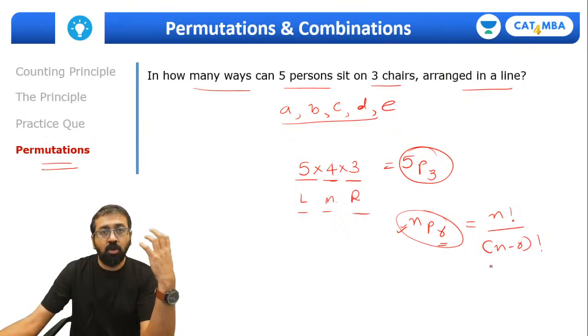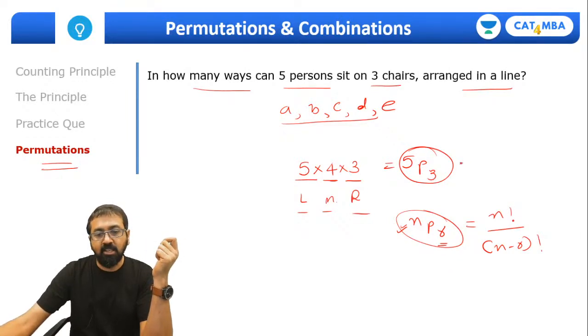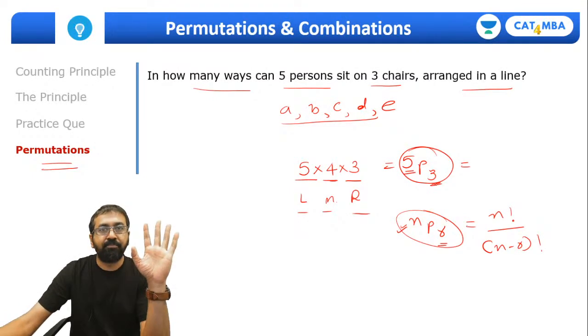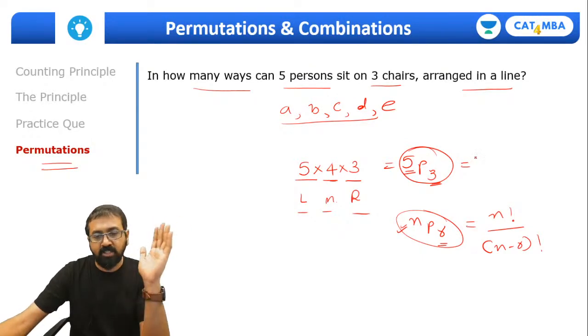But as I always mention, we will try to avoid using formulas to the extent possible. So let's quickly understand a shortcut to calculate 5P3. 5P3 means this is how you will think: write down 5, 3 steps backward. That is 5 into 4 into 3. That's it. This is nothing but 5P3.